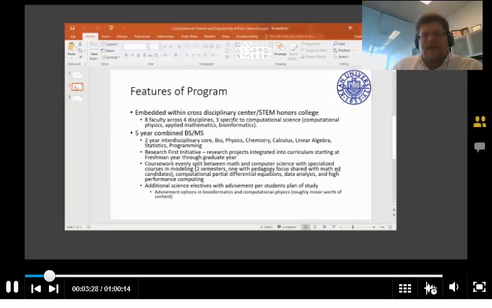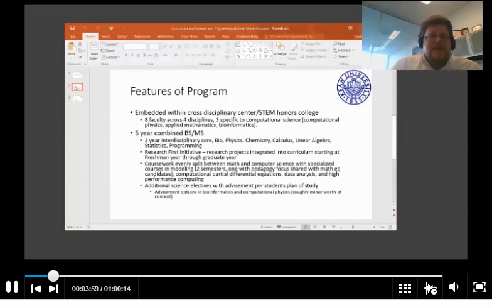The specialized coursework specifically is 2 semesters of modeling, not counting partial differential equations, so problems with a single dependent variable, essentially. One of those semesters has a strong pedagogy focus, and the students split that with our math education candidates, all sitting in the same class. We do specifically a computational partial differential equations class, a data analysis class, and a high performance computing class.